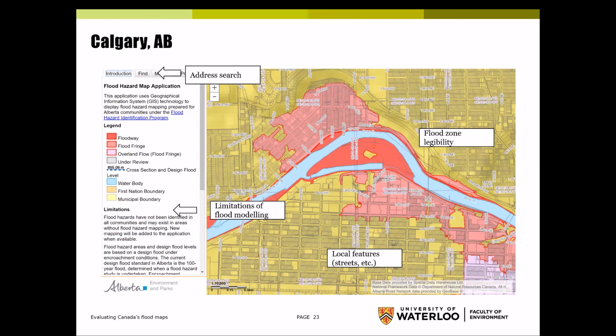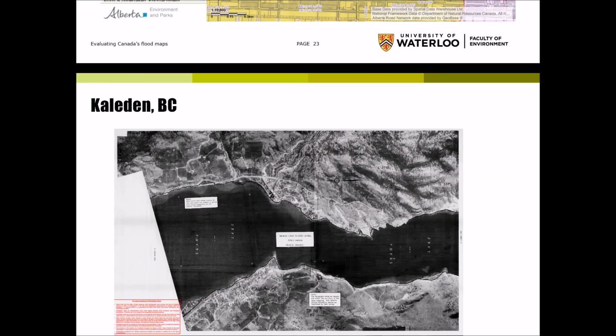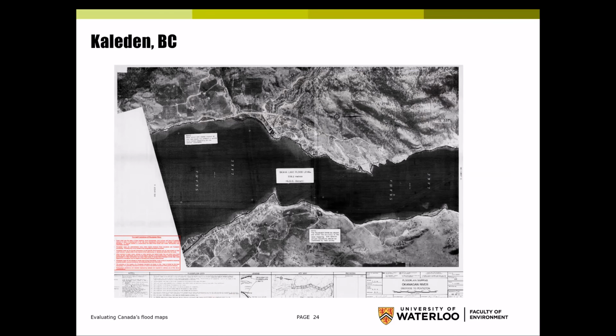So just to give you an example of how we went about doing this quality checking and figuring out what kinds of criteria each map has. This is an example of Calgary. If you can see where the floodwaters are, then that would get a 1. That's flood zone legibility. The same goes for limitations of flood modeling and local features. The same can't really be said about this map, which is something we found for a small town in BC. And I'm looking at it right now, and I still have a hard time figuring out where the floodwaters would go.